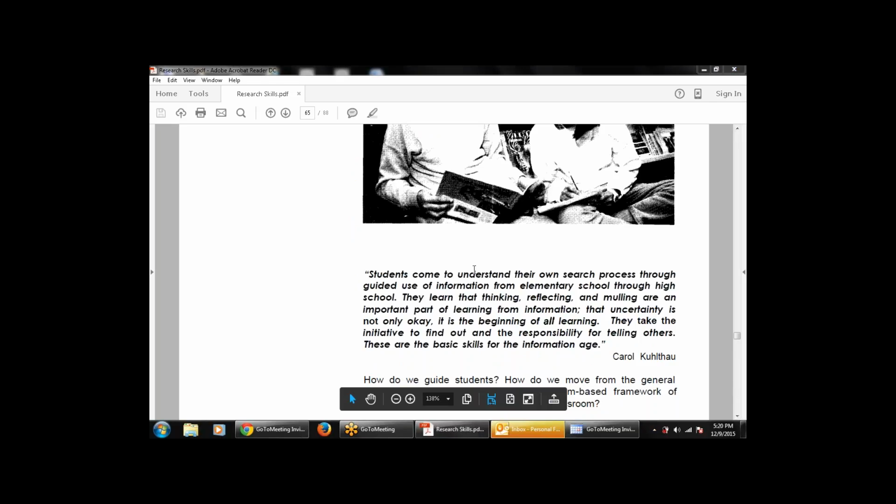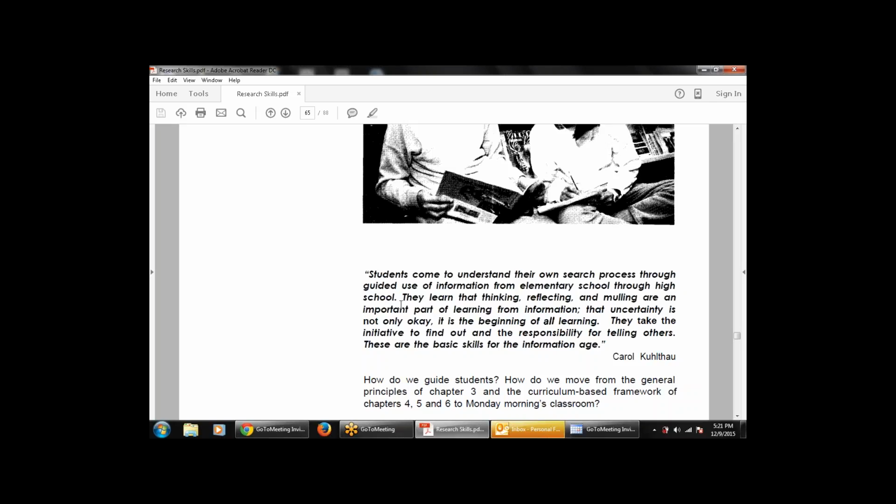So this says students came to understand their own search process through guided use of information from elementary school through high school. That is, students came to understand their search processes through the guided use of the information they are using. That will guide them from the primary school through higher education. Students will understand their own search processes.